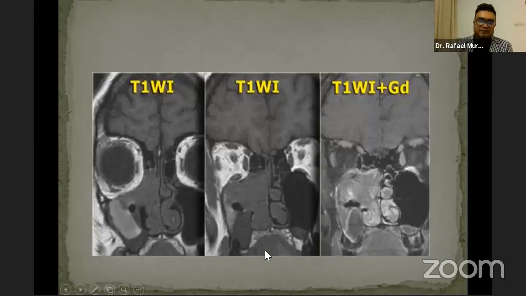Next slide, please, sir. We can see another very good case of inverted papilloma. On the T1 weighted image, this is a hypointense lesion which extends in the right nasal cavity. And on the contrast enhanced T1 weighted image, we can see a very bright tumor in the right nasal cavity.